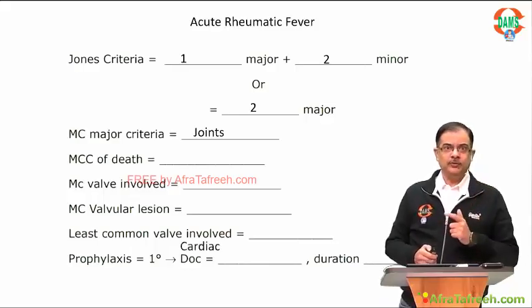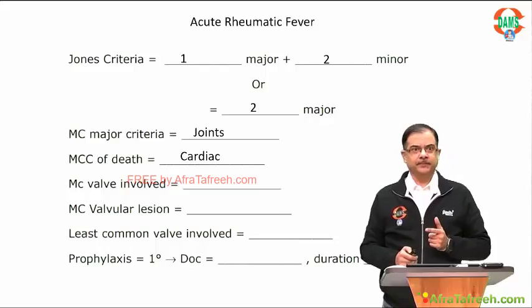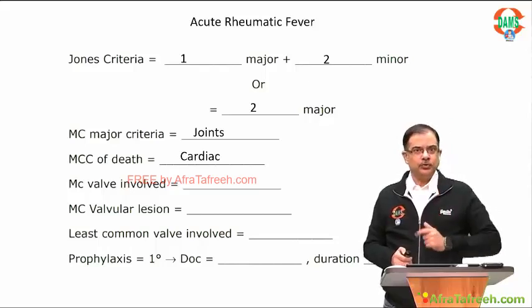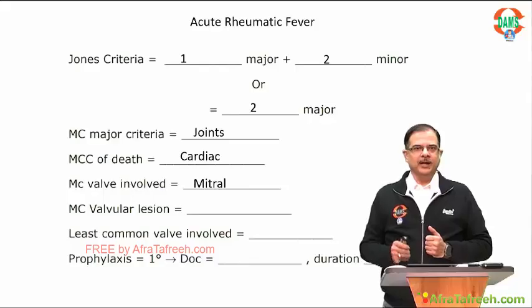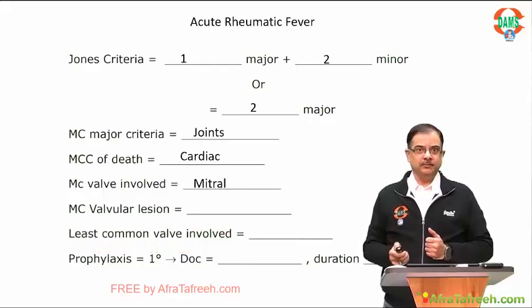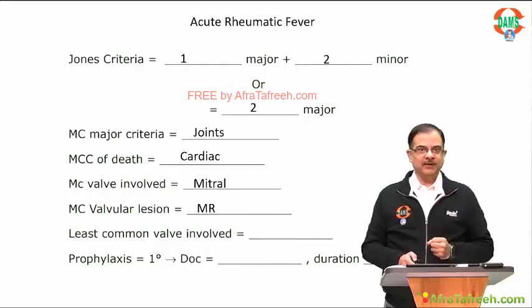Most common cause of death, carditis. Most common valve involved, mitral valve. And the most common valvular lesion out of MS and MR, answer MR. For rheumatic fever, it is regurgitation. Least common valve affected, pulmonary valve.